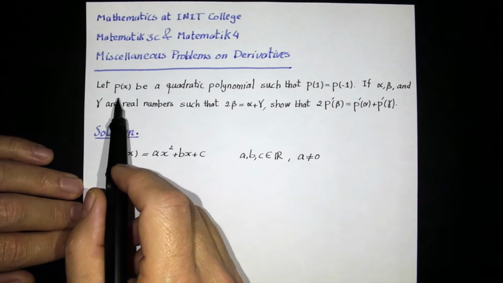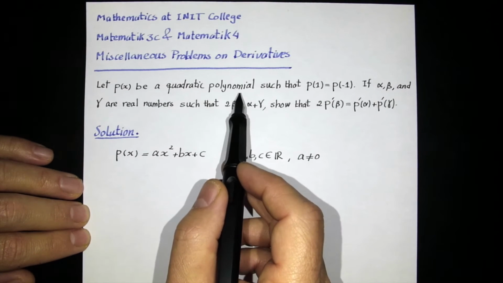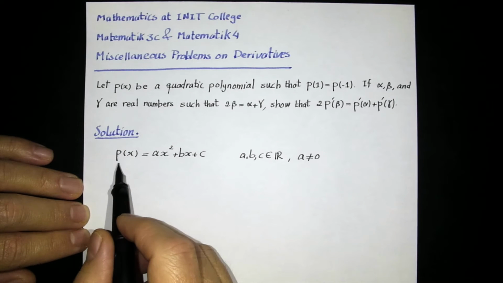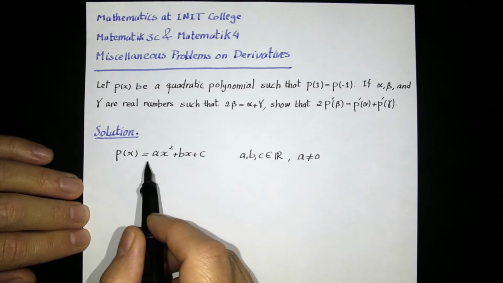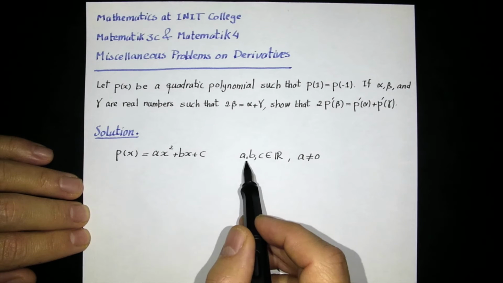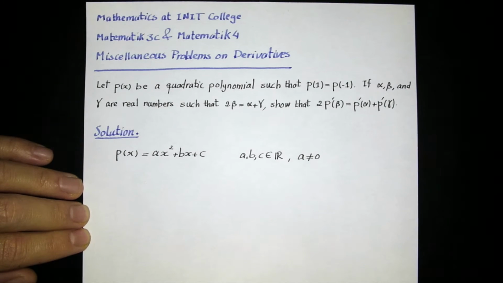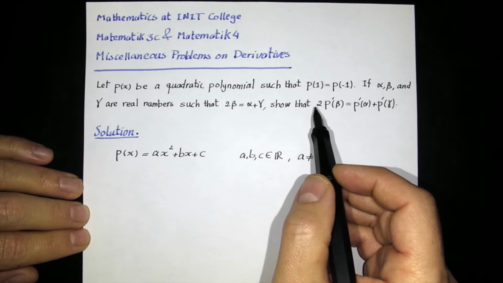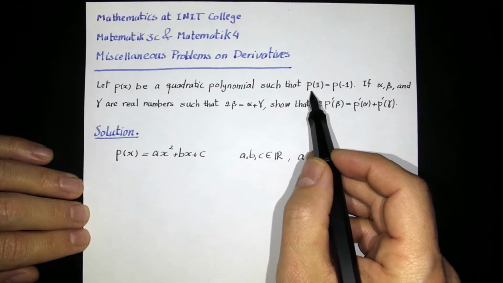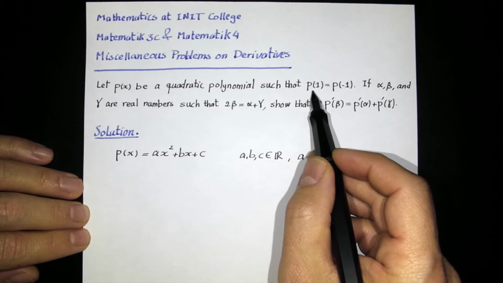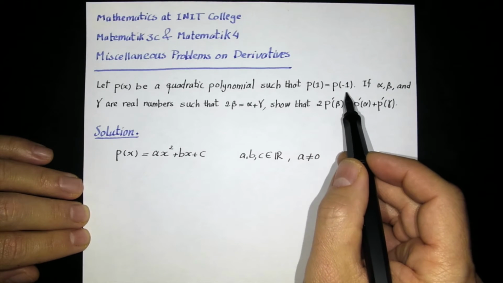So when we say that p of x is a quadratic polynomial, nothing more, it means that in general p of x can be written in this form, in which a, b, c are real numbers, and we know that a is not equal to 0. Okay? But we also have another piece of information regarding this polynomial. We know that p of 1 is equal to p of minus 1.